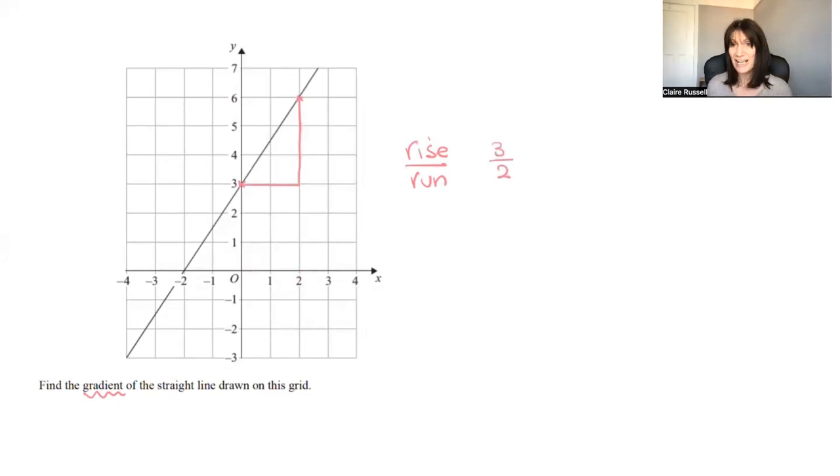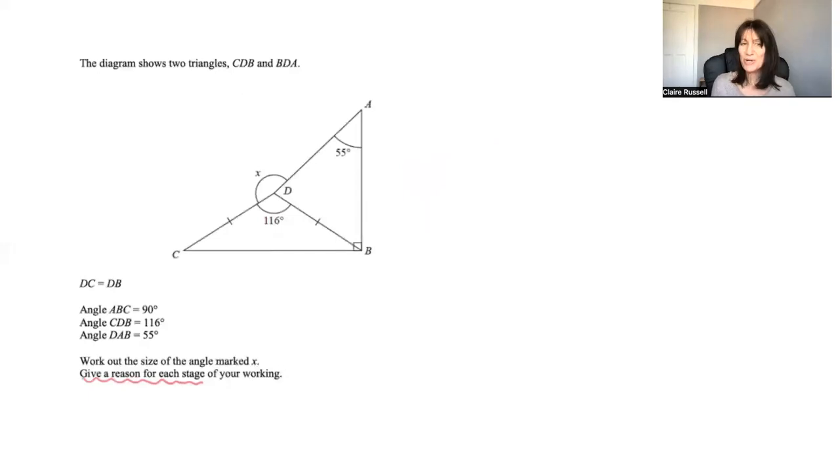You don't actually have to do any more. You can change it into a decimal if you want to, but you don't have to. That is the gradient of that line, and that's all we've been asked to do. Okay, next question. Hit pause, press play when you're ready.